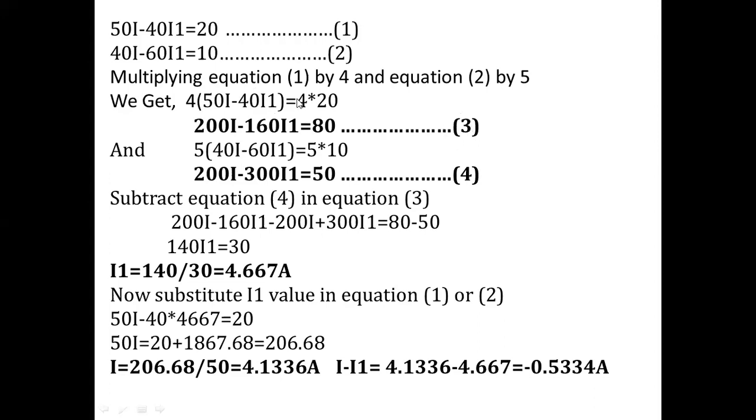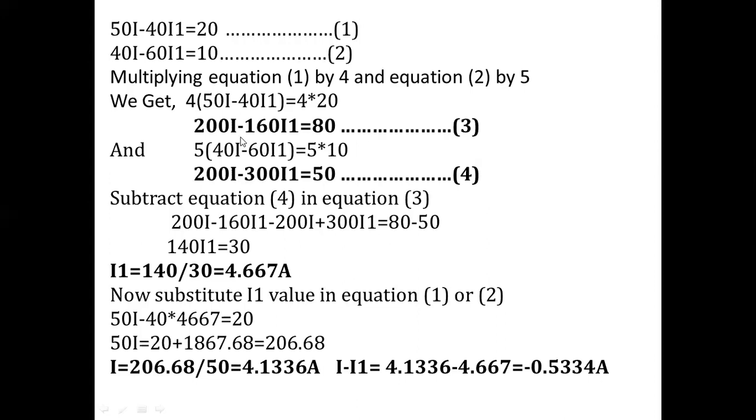Equation number 3. Next, similarly, equation 2 should be multiplied by 5 here now. So 5 into 40, 200, 200I minus, as it is, 5 into 60, 300. So 300 I1 equal to 5 into 10, it is nothing but 50. So I have written this one as it is here now.